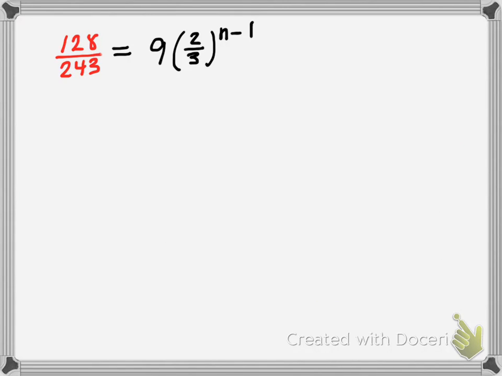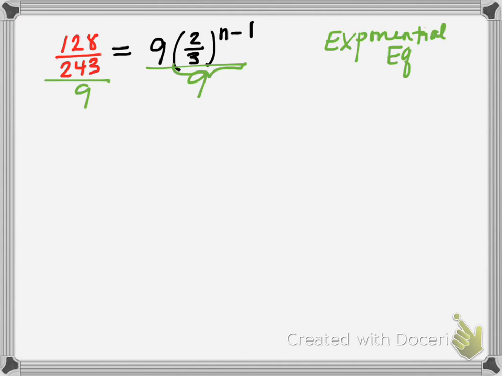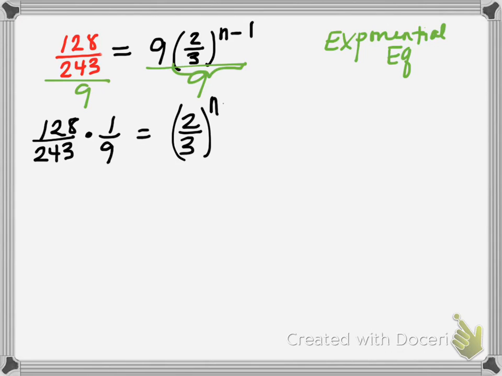Now, this is an exponential equation, so we need to start by isolating the exponential quantity. In other words, we need to isolate the 2/3 raised to the n minus 1 power. So we'll divide both sides by 9. So 128 divided by 243, when we divide by 9, is the same as multiplying by 1/9. And then that will isolate the right-hand side, which is the exponential quantity, 2/3 raised to the n minus 1 power.